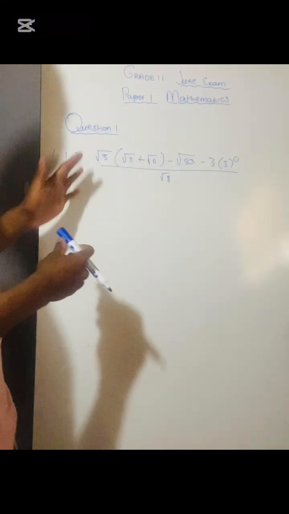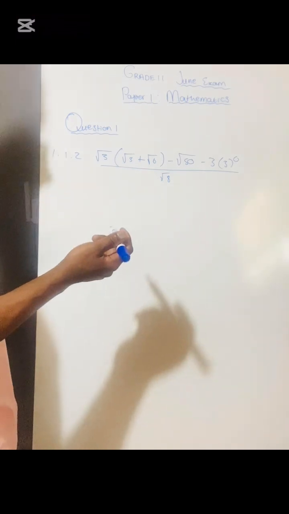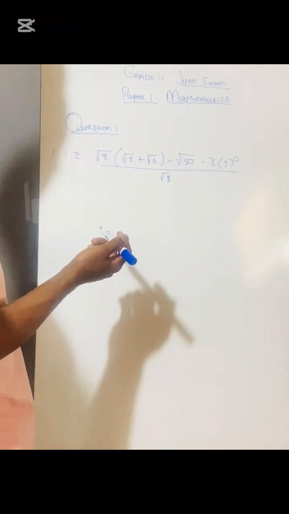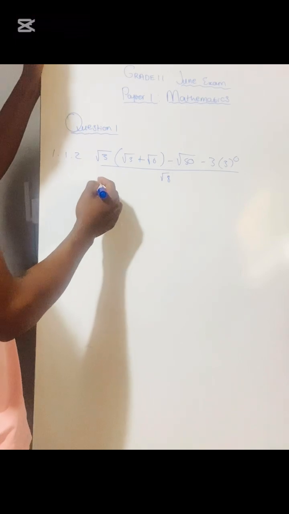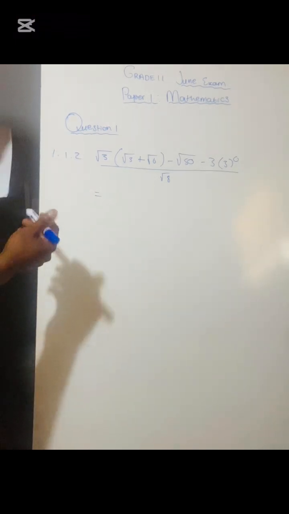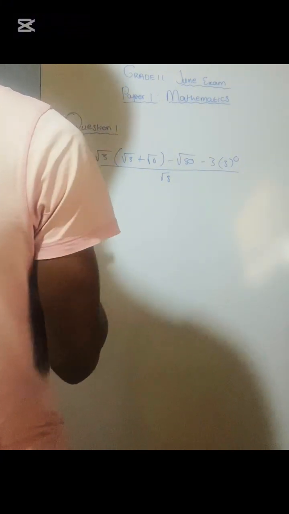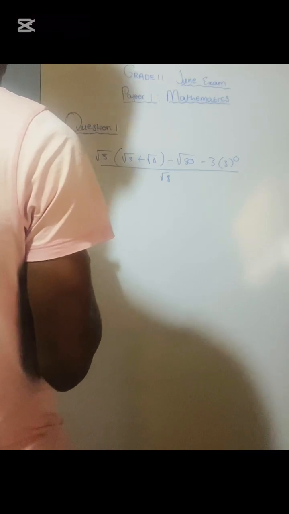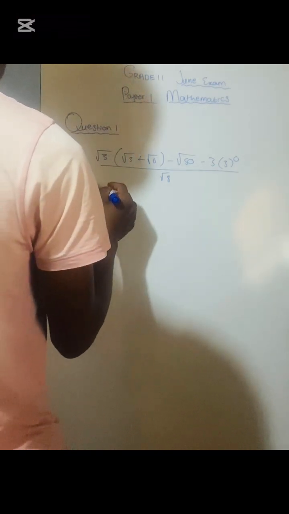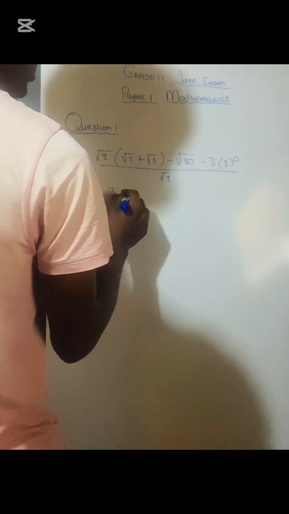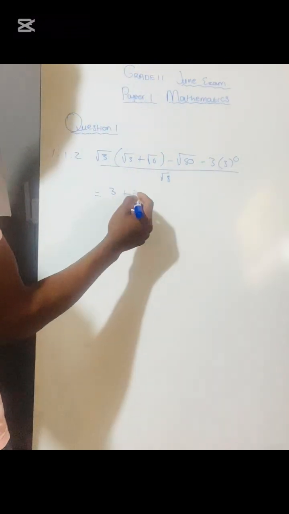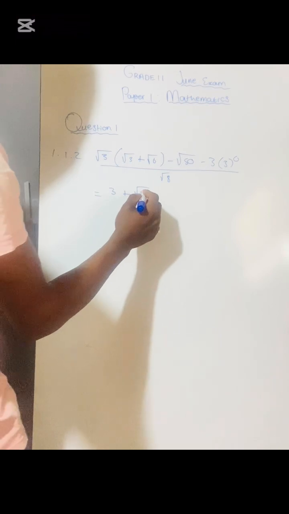As they said, without using the calculator, I'm trying to show you what we can do in order to simplify this question. Meaning we can multiply brackets by brackets. As we multiply brackets by brackets, we are going to have 3, and this one will give you square root of 18.